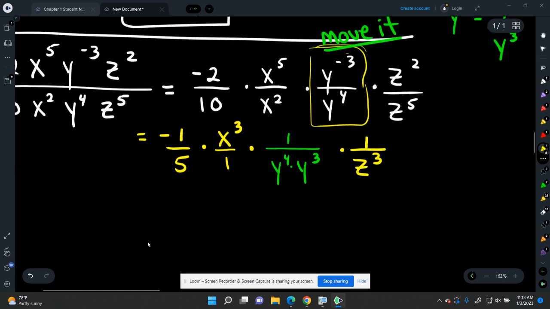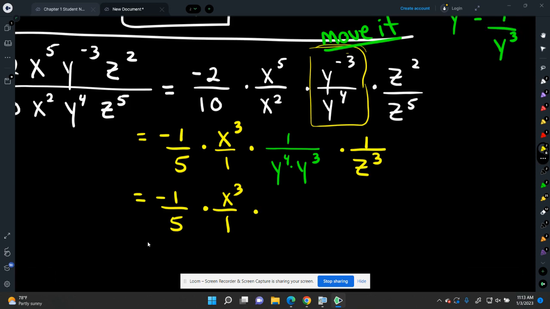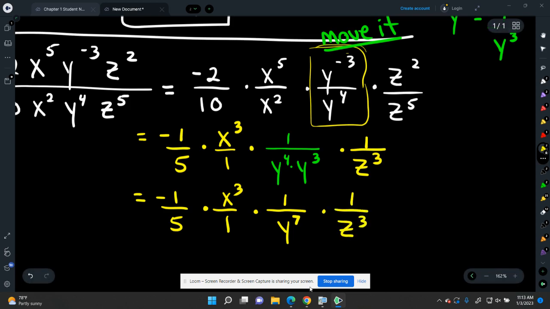Okay. So what do we have now? We have negative 1 over 5 times x to the 3rd over 1. Now, I moved the y down. So now I have y to the 4th times y to the 3rd on the bottom. So what do I have on the bottom? Y to the 7th. When we're multiplying, we add the exponents. Times 1 over z to the 3rd. When we're multiplying the same base, we add the exponents.